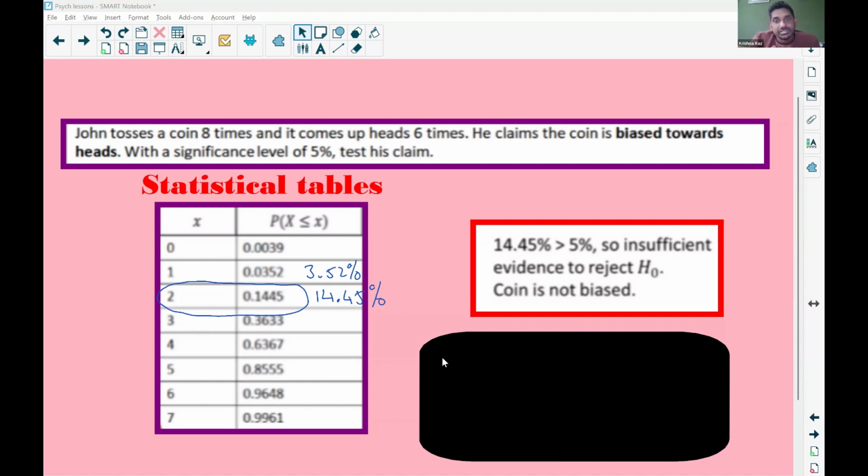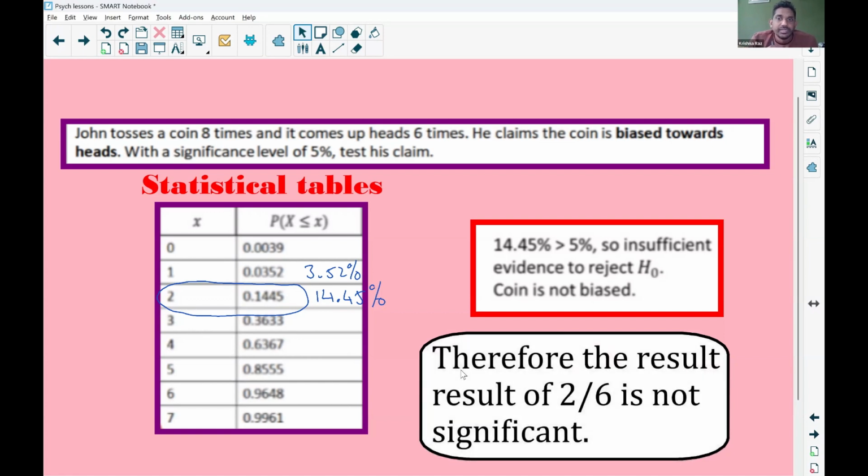But our value was bigger than the critical value. Hence, there was insufficient evidence to reject the null hypothesis of the coin being fair. So therefore, the result of 2 out of 6 is not significant enough for us to reject the null hypothesis that the coin was fair. So in your psychology, you'll be given the critical value and you just have to evaluate against it. So in this case, the critical value was 1 or less.